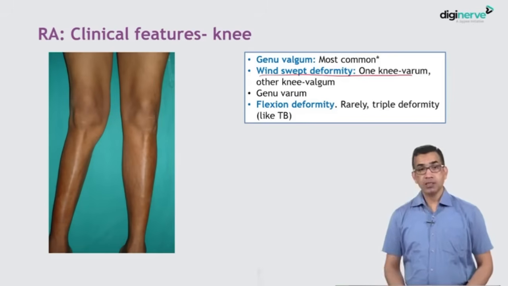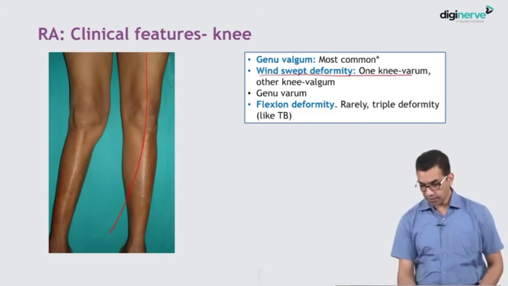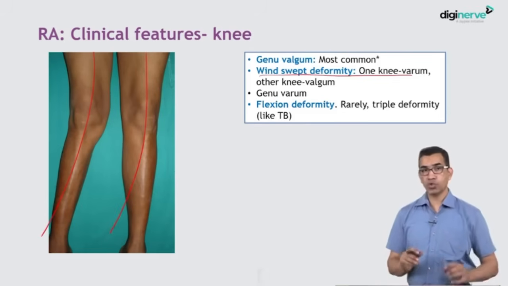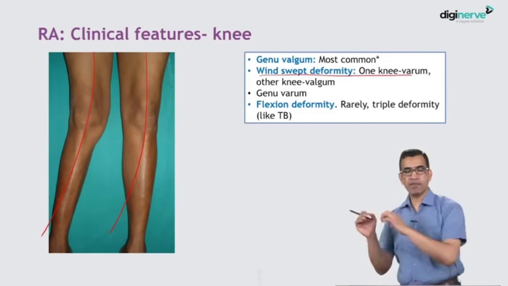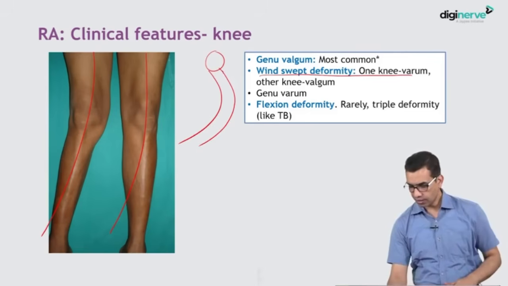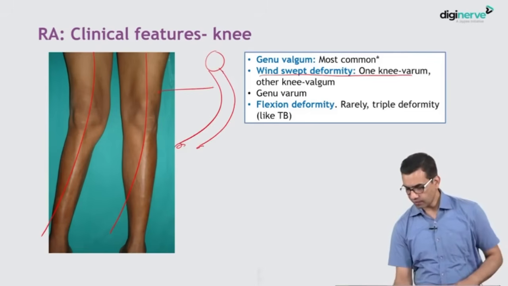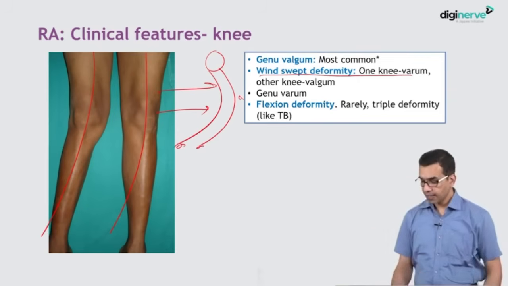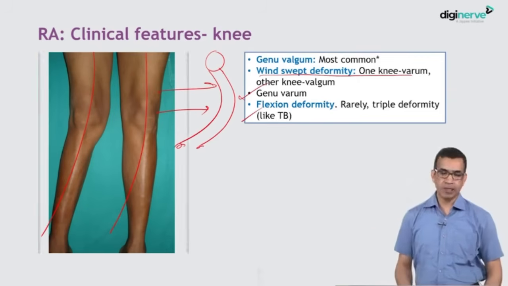Windswept deformity. In one knee, you may get a varus; in the other knee, you may get a valgus. So it's like a cartoon character which is trying to hold the ground against a very strongly blowing wind. That's known as a wind-swept deformity. Then genu varum and flexion deformity can also happen.